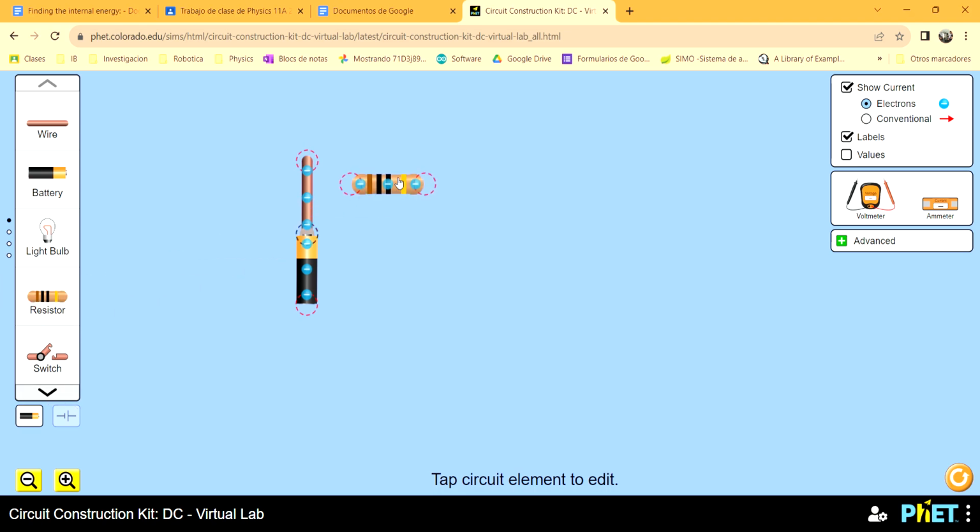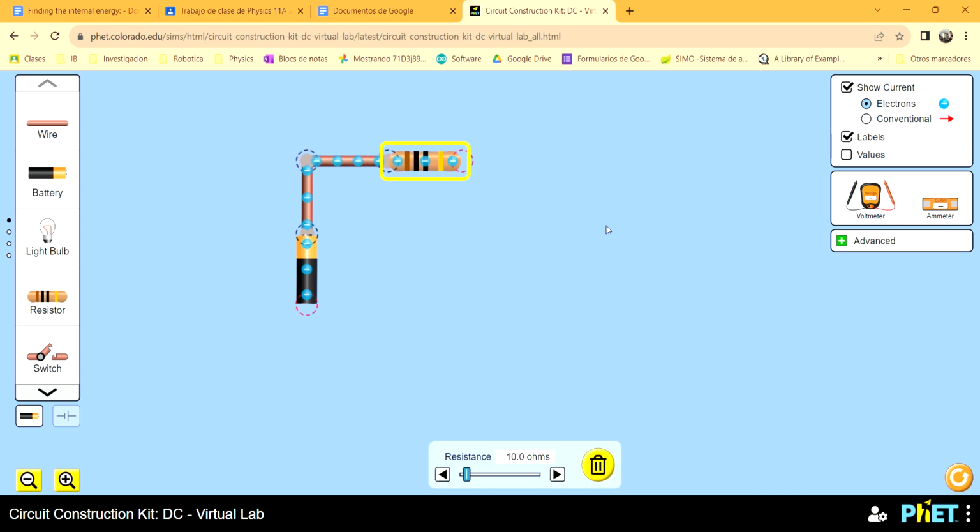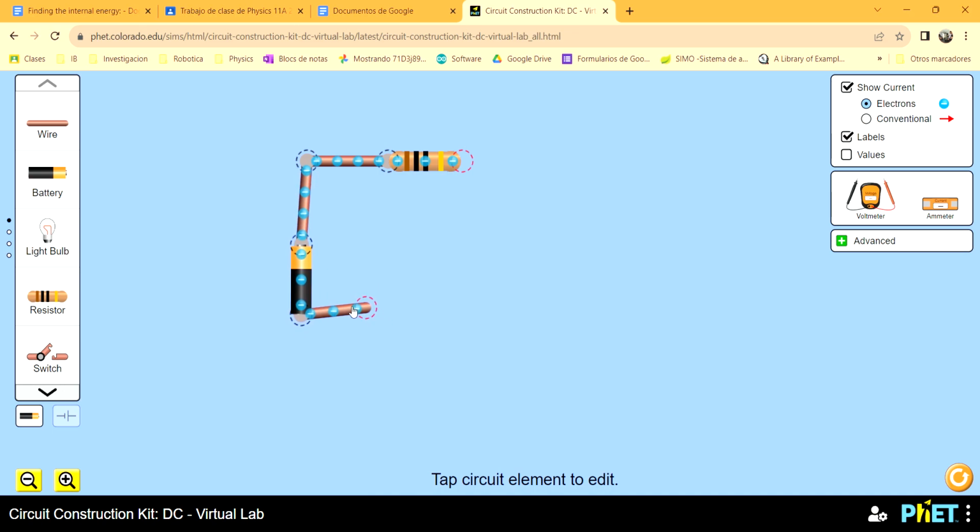So I'm going to put this resistor. Generally the circuits are made forming squares because that's easier to understand. So try to do it like I'm doing right now.